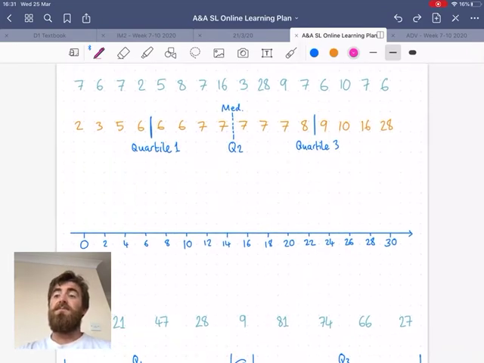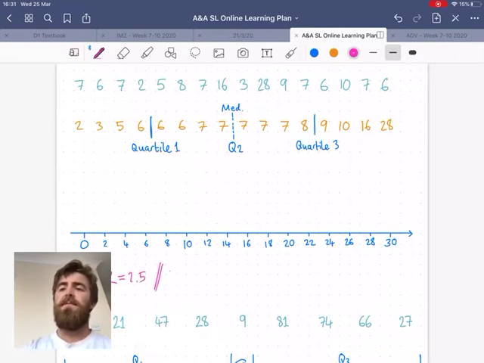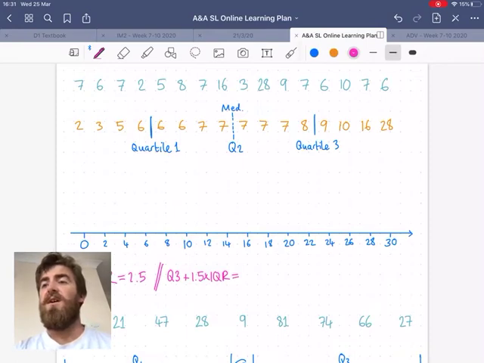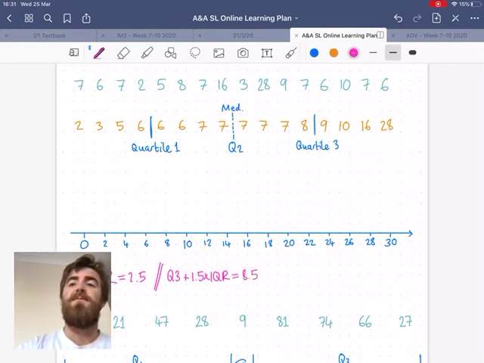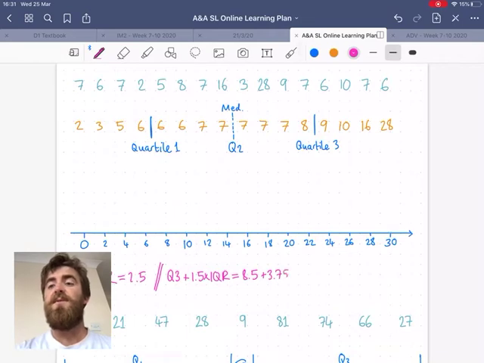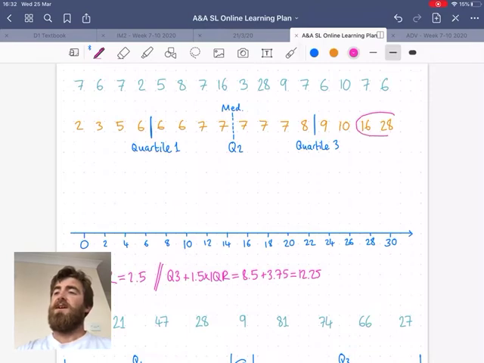The definition we give is we take the interquartile range, which we found before was 2.5, and we say that if a data point is more than 1.5 times the interquartile range above quartile 3 or below quartile 1, then it is an outlier. So 1.5 times the interquartile range is 3.75. So 3.75 above quartile 3 would be anything that's above 12.25. And we see that 2 of our points here are technically outliers, 16 and 28.